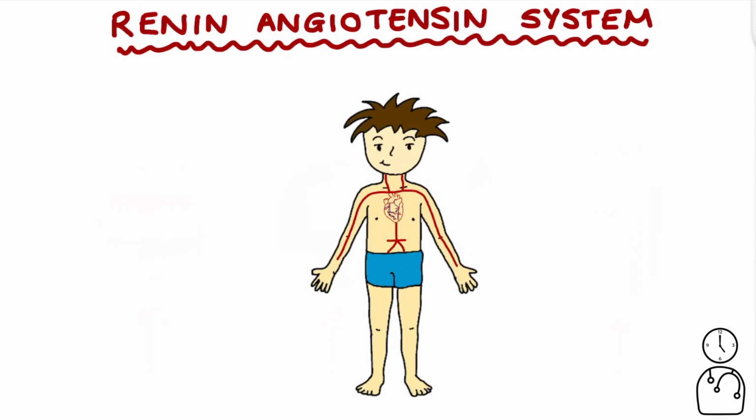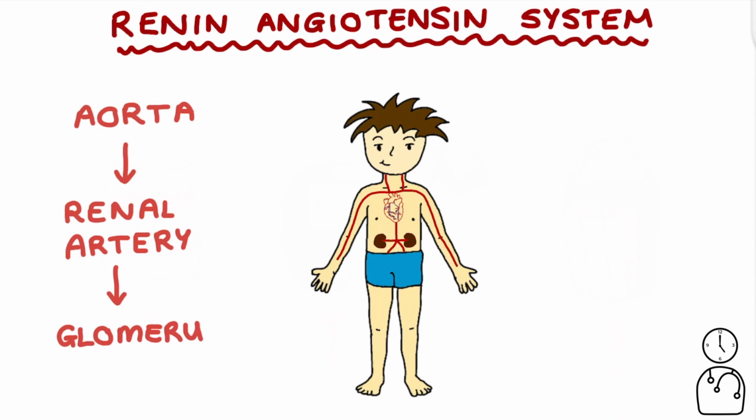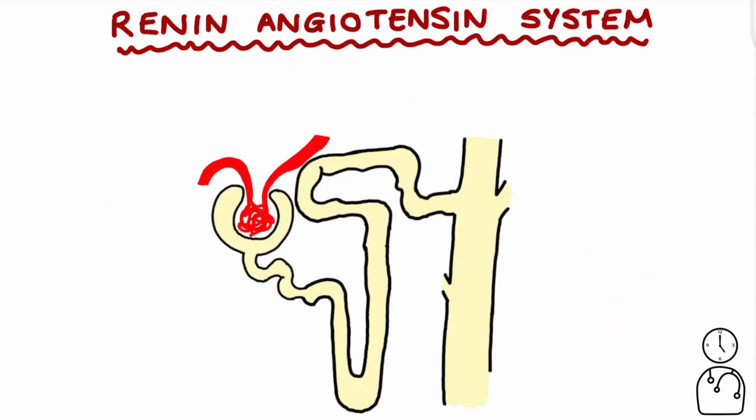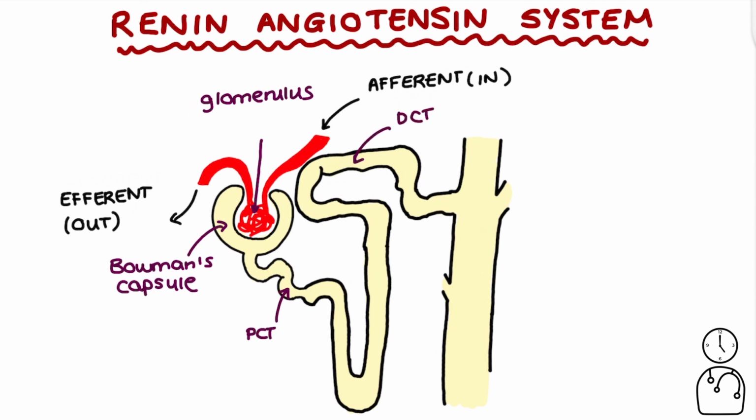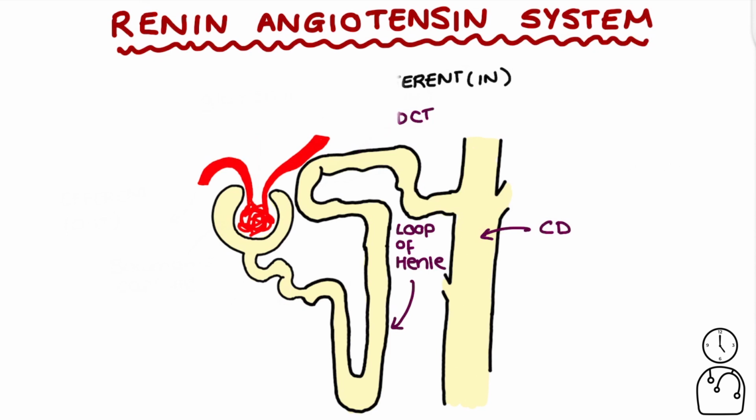One of the major sites involved in the renin angiotensin system is the kidney. Blood passes from the heart through the aorta, into the renal artery, and then into the glomeruli of the kidney. Blood will enter the glomerulus via the afferent arteriole, and it will leave via the efferent arteriole. The glomerulus is a clump of blood vessels that sits in the Bowman's capsule. Other structures we can see here include the proximal convoluted tubule, distal convoluted tubule, collecting duct, and loop of Henle.